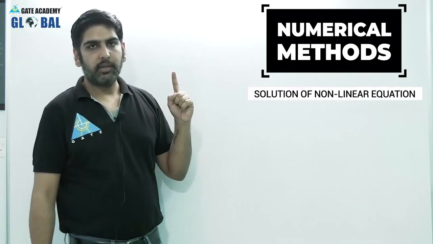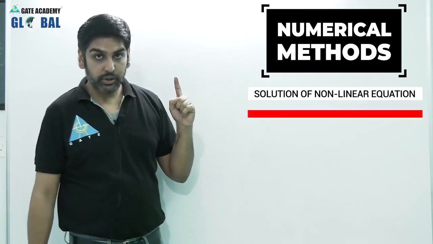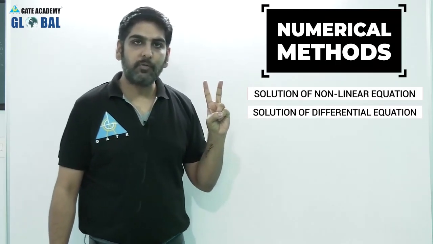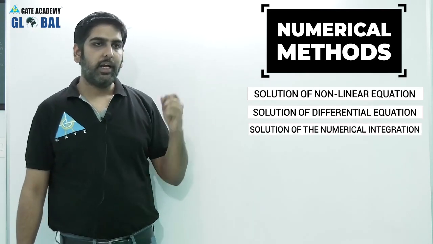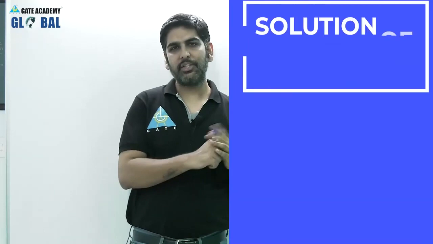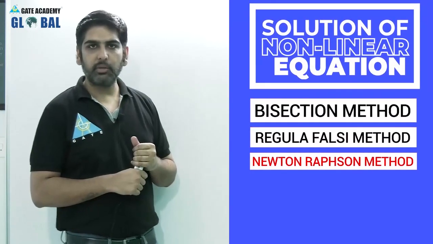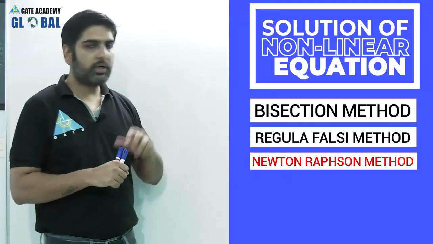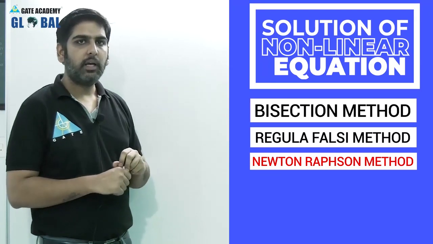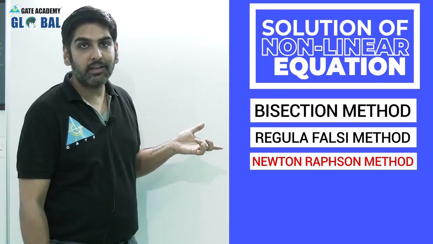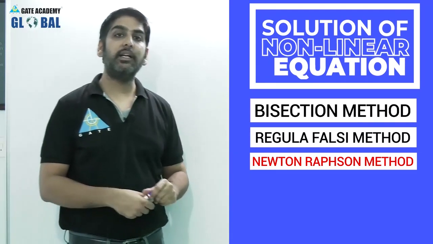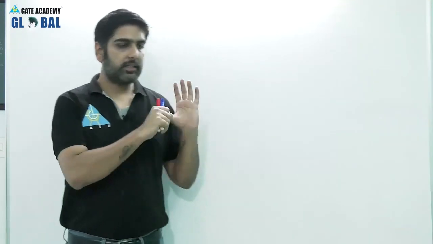First, solution of nonlinear and linear equations. The second, solution of the first order first degree differential equation. And number third is solution of the numerical integration, right? In the first part we are having bisection method, regula falsi method, Newton-Raphson method. And among all, Newton-Raphson, see here we can have Newton-Raphson with the red color. That means Newton-Raphson method is really very important. And the complete part is for all branches.